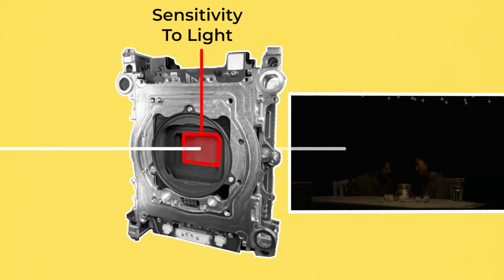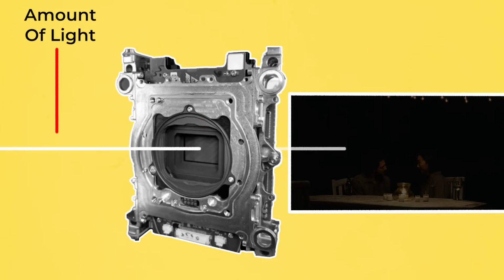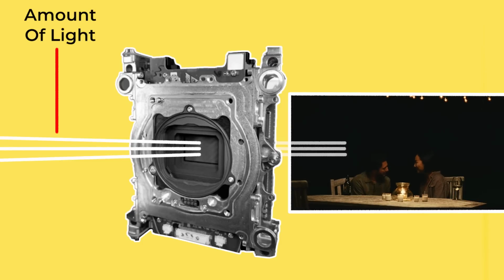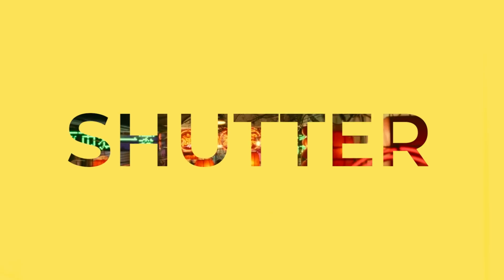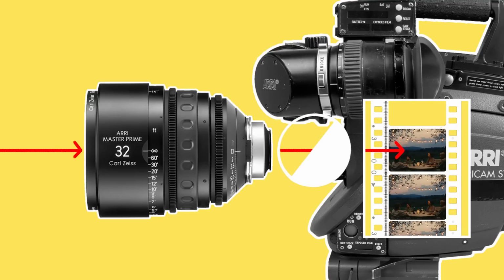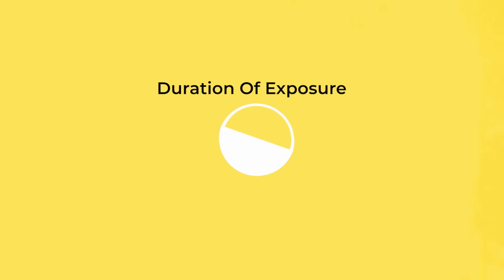Instead of changing the sensitivity of the sensor, another way of altering exposure is by controlling how much light hits the sensor. This can be done with the shutter, a section that can open up to expose the sensor to light, or close and prevent light from entering the camera.